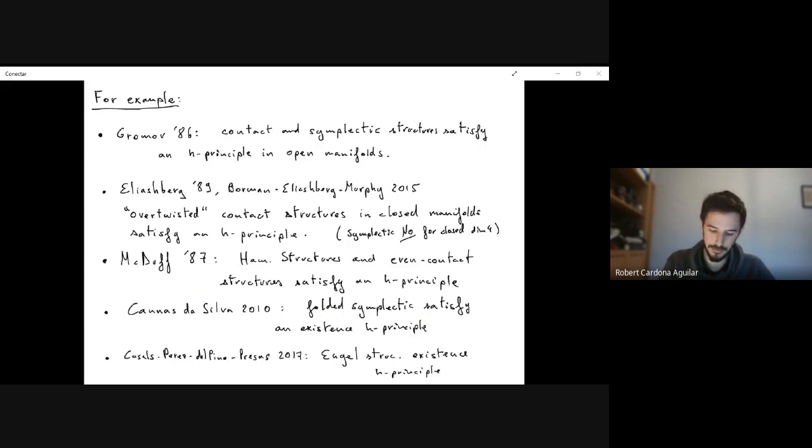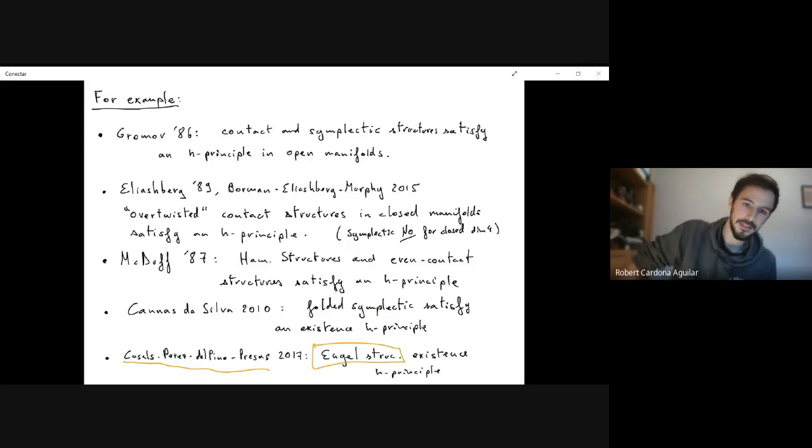Another example, which is also recent, is by Casals, Pérez, del Pino, and Presas. They proved that Engel structures also satisfy an existence H-principle. I didn't introduce this, but it's just to tell you that when you study geometric structures, it is very natural to ask whether there is this existence H-principle, because you reduce a problem in geometry to a problem in algebraic topology.